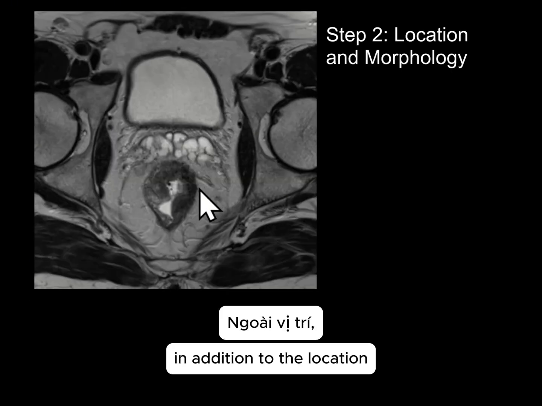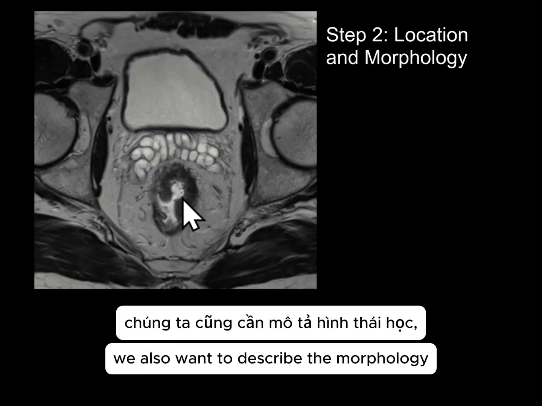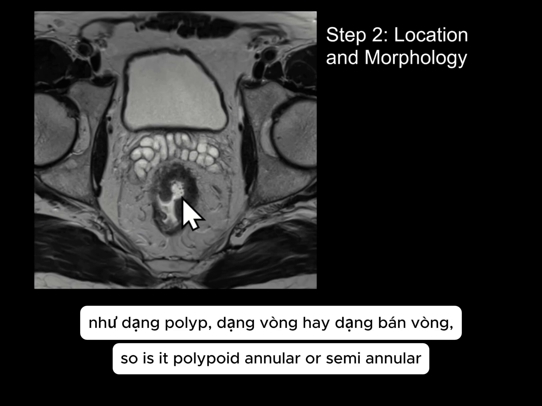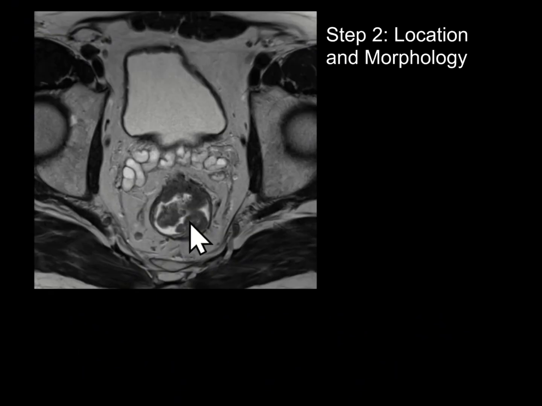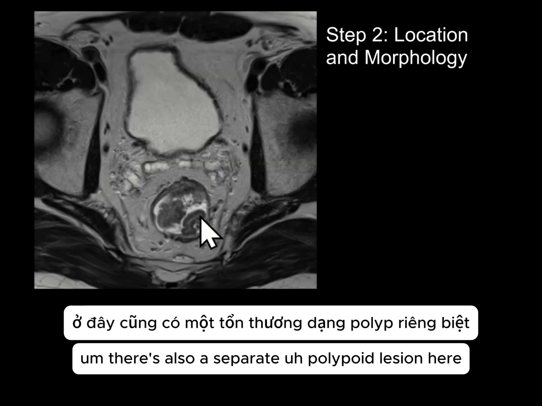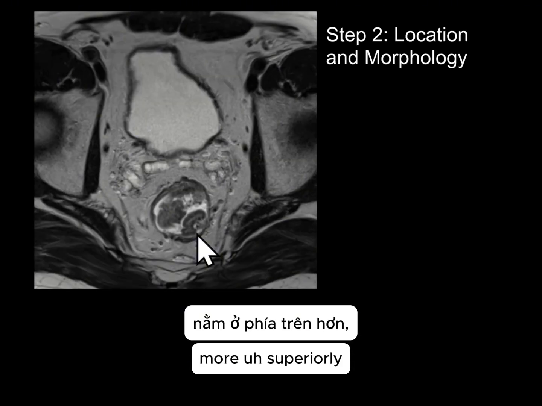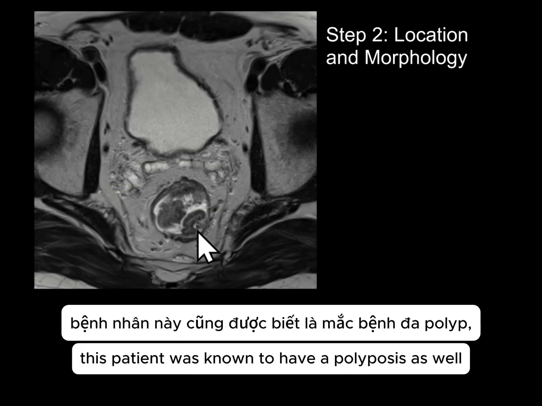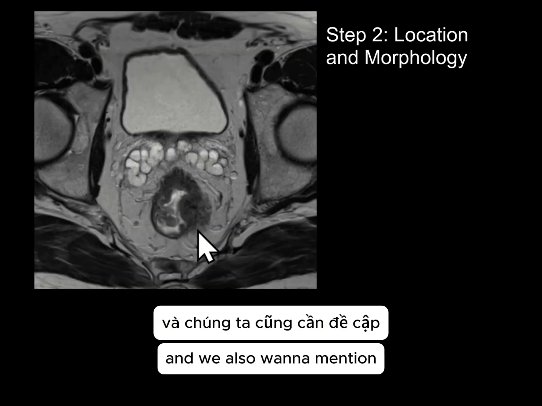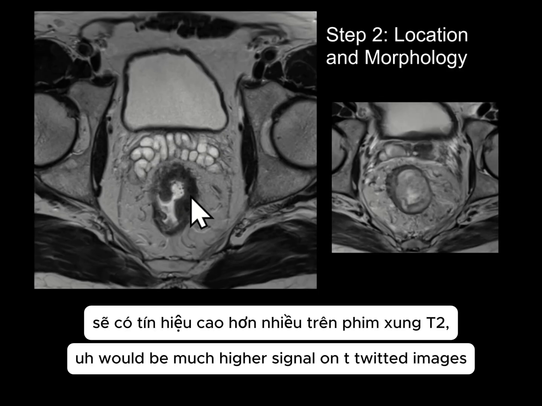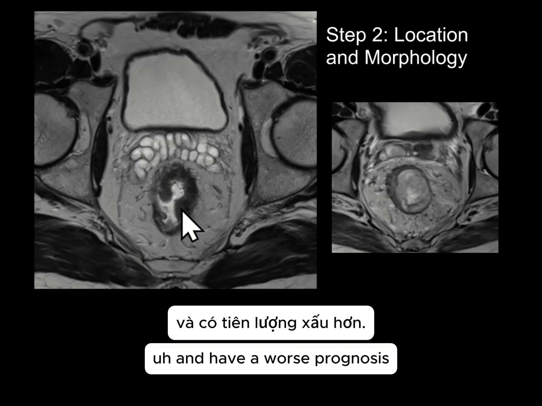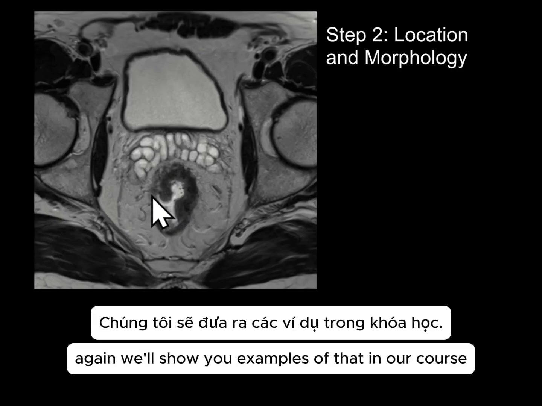In addition to the location, we also want to describe the morphology. So is it polypoid, annular, or semi-annular? And so in this case, it's a semi-annular tumor here. There's also a separate polypoid lesion here more superiorly. This patient was known to have polyposis as well. And we also want to mention if it's a mucinous tumor or not. So again, mucinous tumors would be much higher signal on T2 weighted images and have a worse prognosis. Again, we'll show you examples of that in our course.